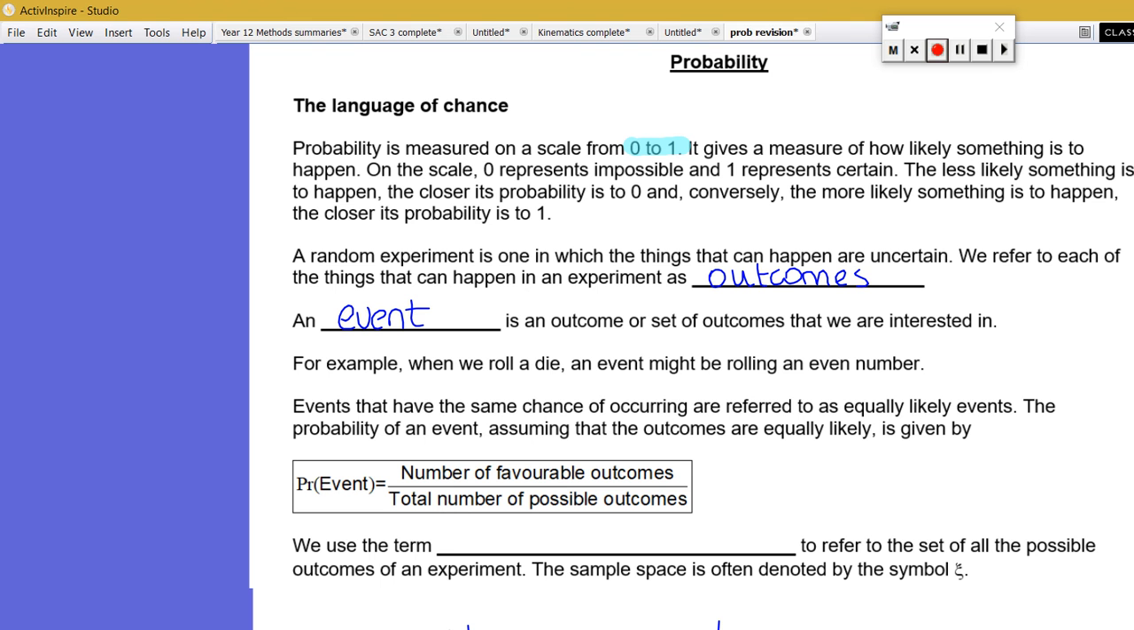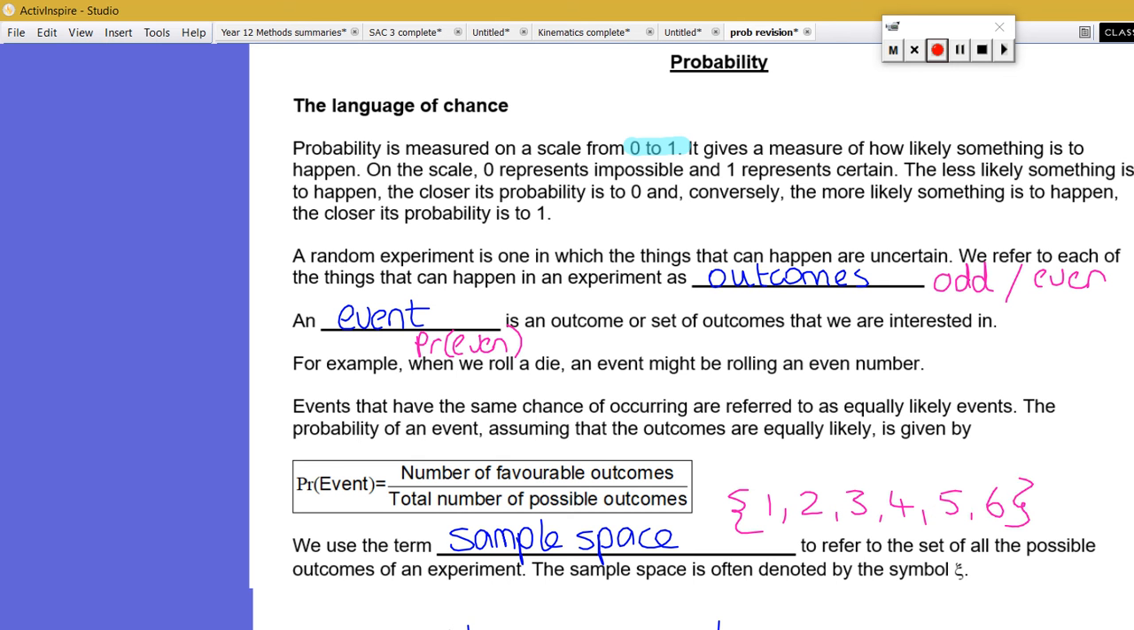And the sample space would be all the options: 1, 2, 3, 4, 5, and 6. I'm just going to write that down so we've got it all straight. The outcomes: there are two outcomes I'm interested in particular, odd or even. The particular event I'm interested in is the probability of an even, so the probability of rolling an even number. And the sample space in this case is all the options on my fair die. Oops, it doesn't have a 0. 1, 2, 3, 4, 5, and 6. The sample space is all the options, and they're separated by commas, so it's a set. That's why we use the curly brackets.